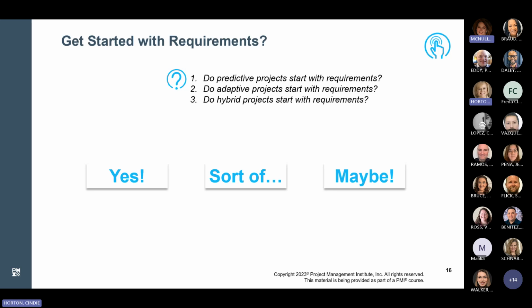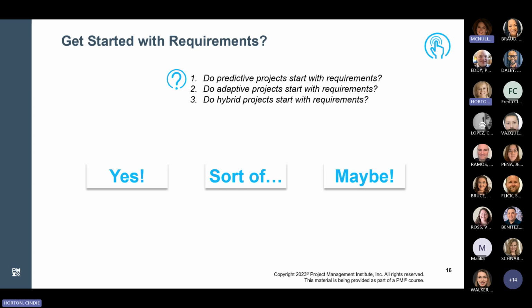Do predictive projects start with requirements? Yes. Usually they start with a scope, right? They may, I would say maybe. Anybody else?